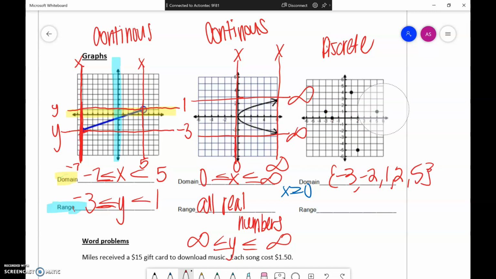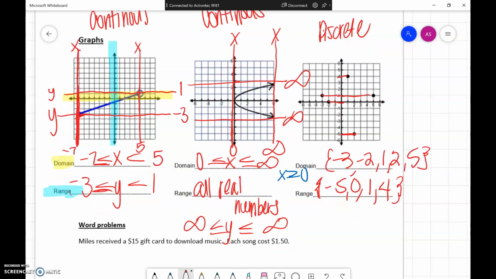Okay, for my range, same thing, but the opposite. So this is -5 on my y-axis. This is 0. This is 1. Notice it's two dots here. I only need to write that one time. Then I have 4.